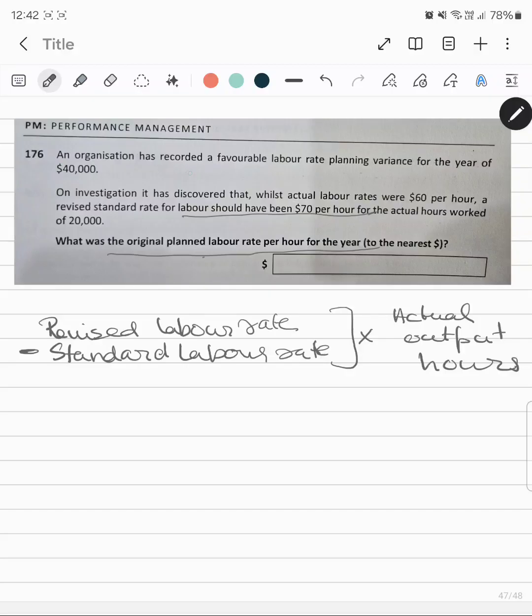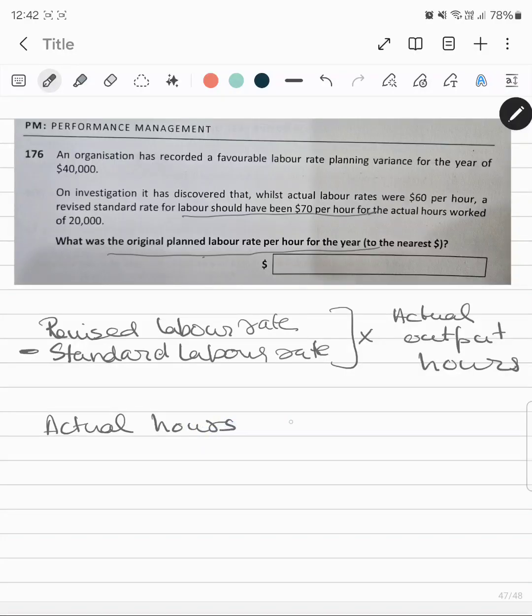An organization has recorded a favorable rate planning variance for the year of 40,000. On investigation, it was discovered that while the actual labor rates were 60 per hour, a revised standard rate for labor should have been 70 per hour for the actual hours worked for 20,000. That means the actual rate which I was talking about is 20,000, right? So over here I'll write what information I have.